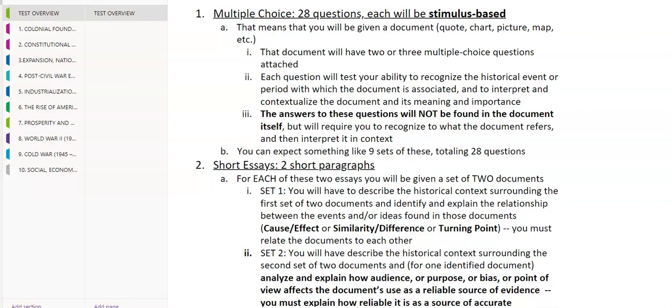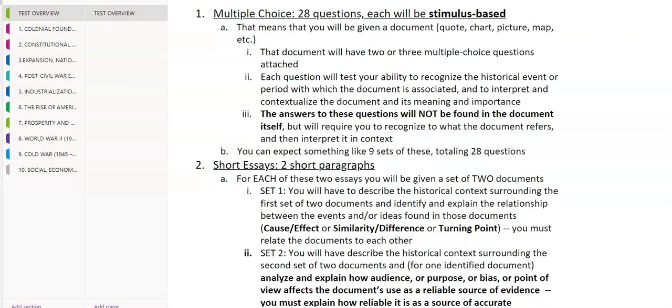You can expect something like 9 sets of these. We don't know for sure, but mathematically that's how it's going to have to work out. 9, 10, something like that. For a total, we do know, of 28 questions.